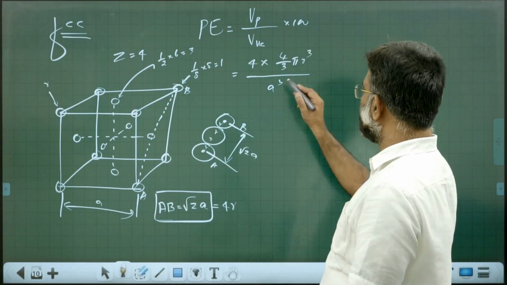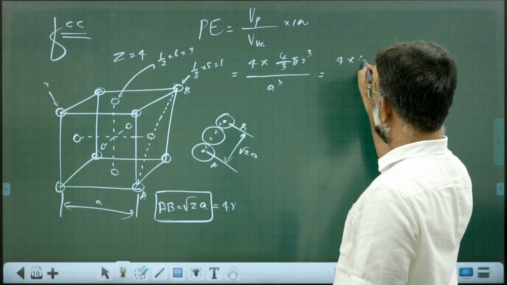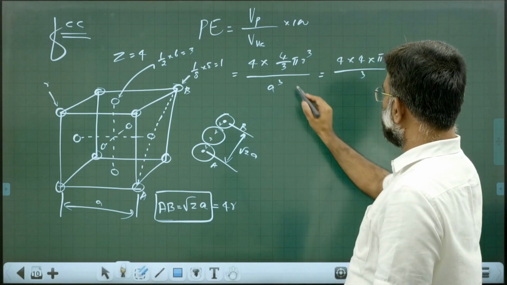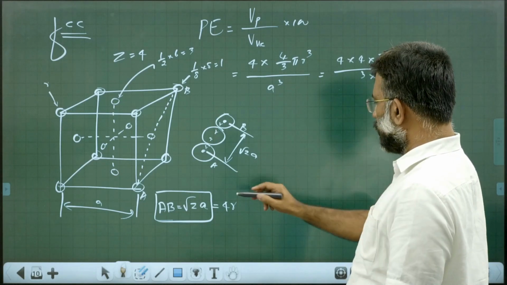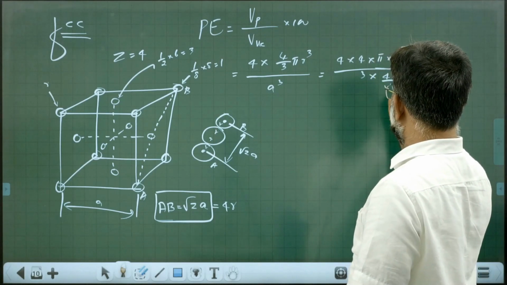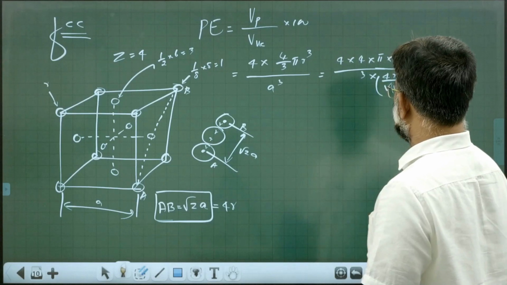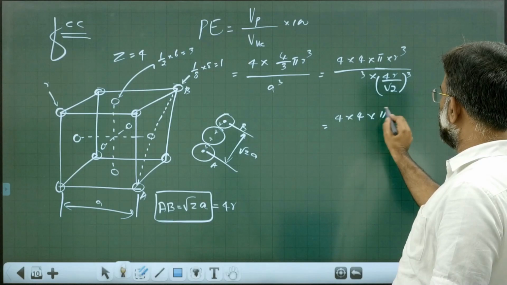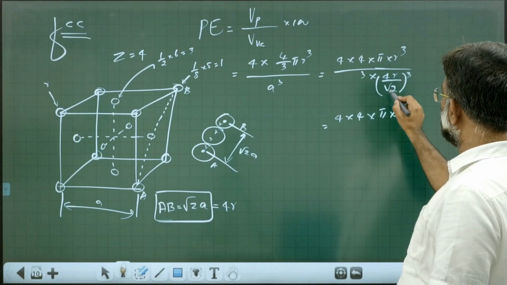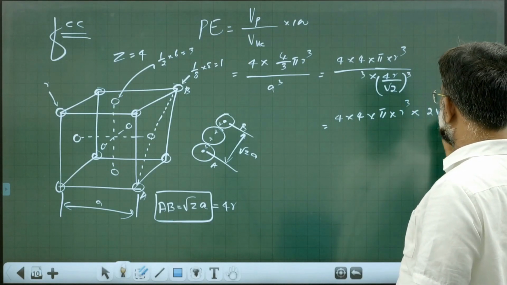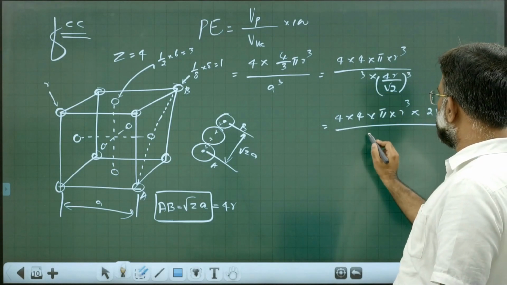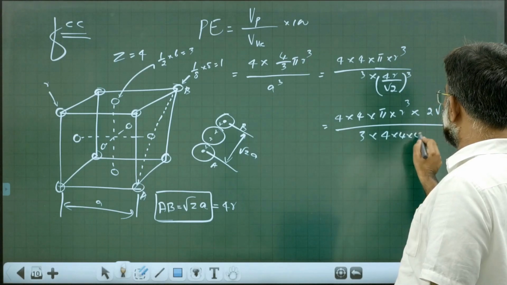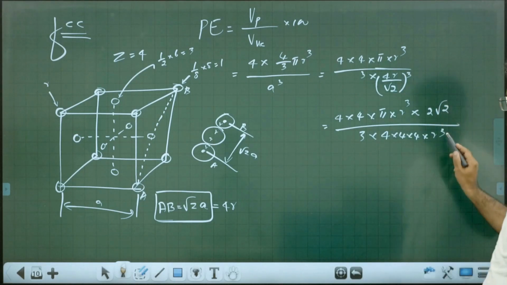Okay, substitute here. You get 4 by 3 pi r cube. A how much? 4r by root 2, the whole cube. So how much it is coming? 4 pi r cube root 2 cube. It will be 2 root 2 divided by 3, 4 cube. 4 cube into r cube. R cube will cancel.